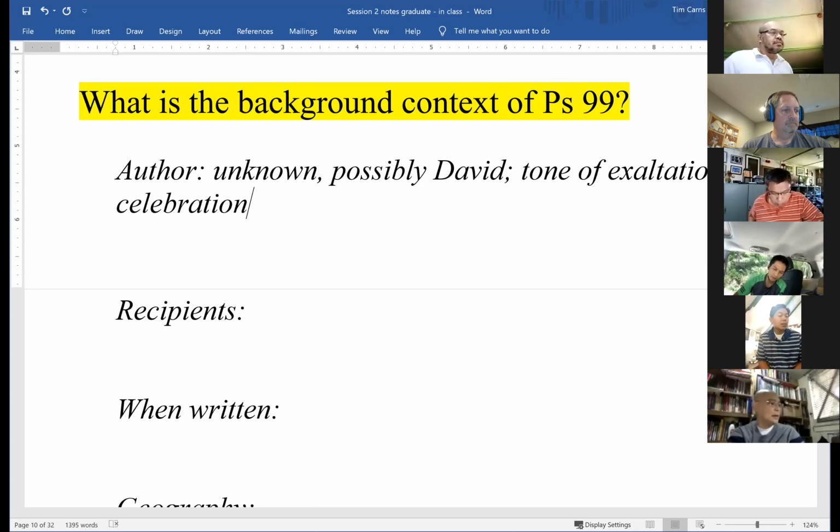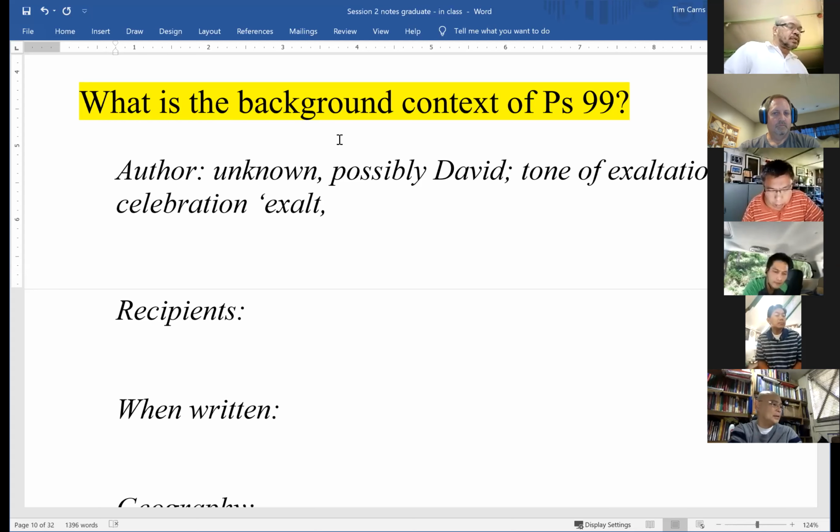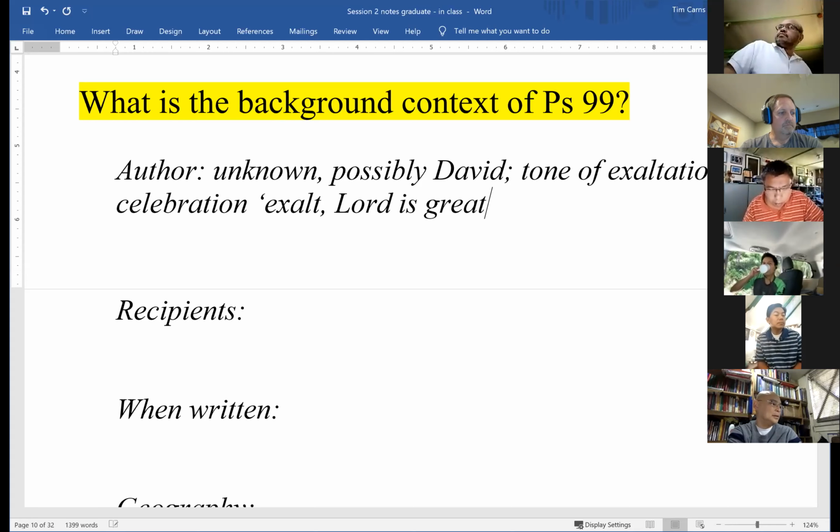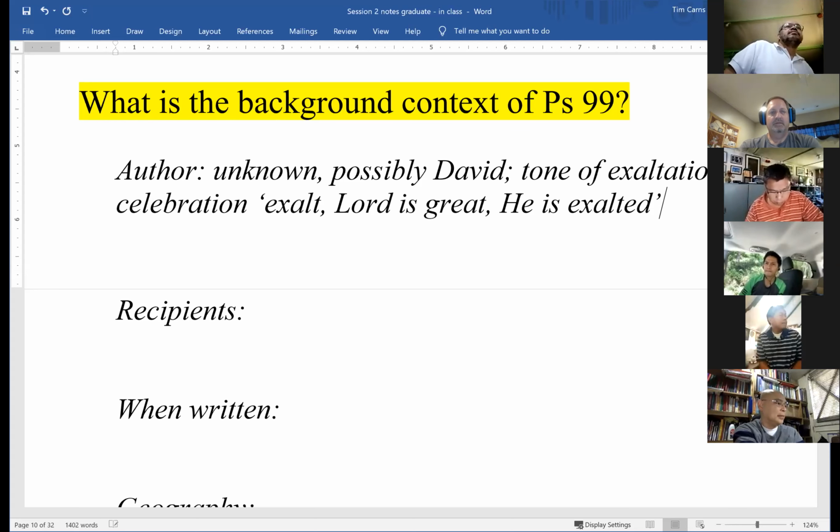Through words like exalt the Lord. The Lord is great. He's exalted. The repetition of the word exalt, exalted. Yeah, those first couple of verses. Good. Those first couple of verses, he really comes out with a strong tone of the greatness of God, right? And exaltation of the Lord.